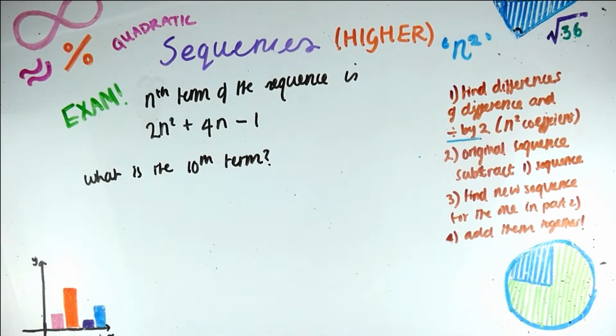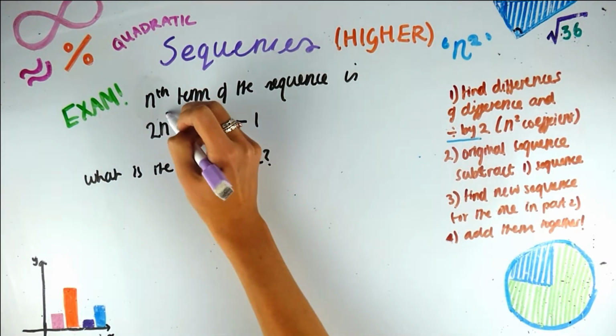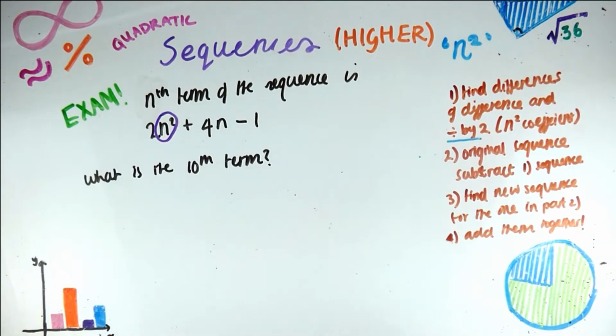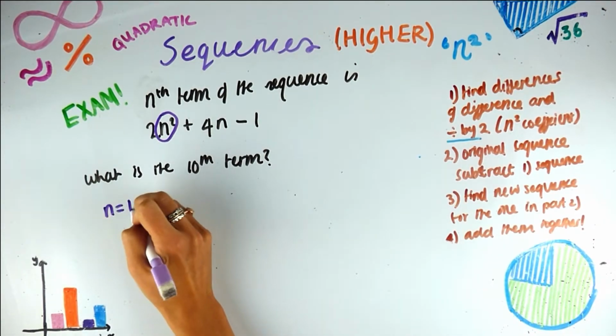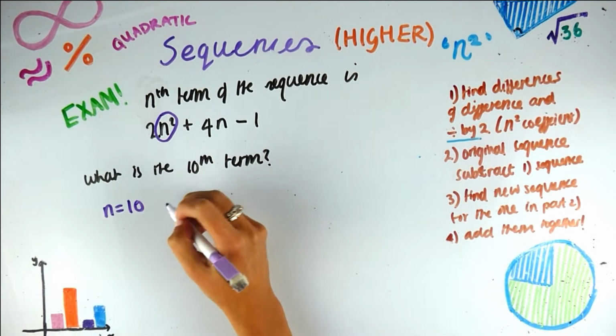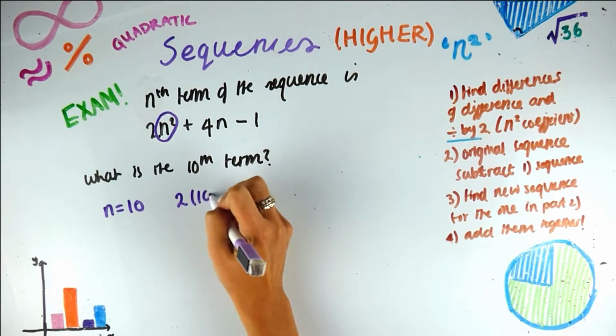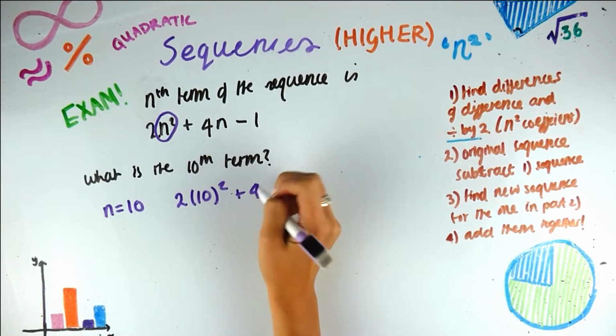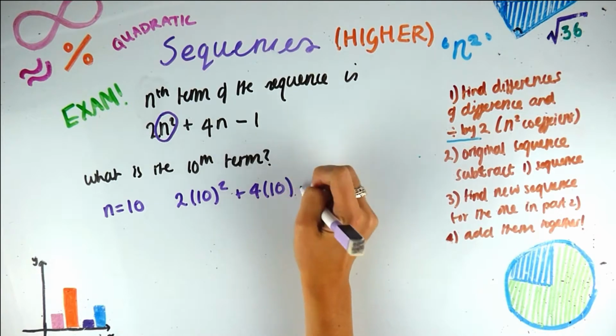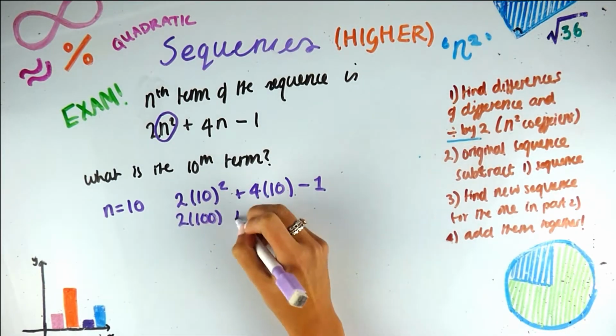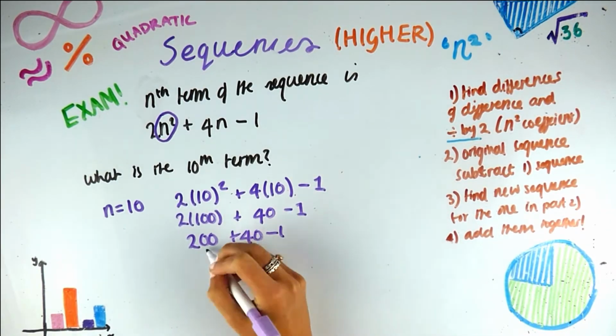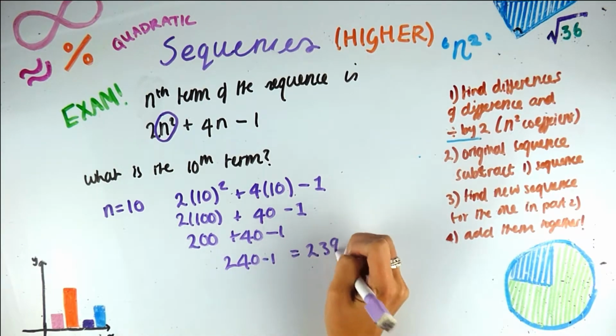Okay, so this was an exam question, so we'll do this before calculating more quadratic nth terms. The nth term of the sequence is 2n squared plus 4n minus 1. What is the 10th term? We know this is a quadratic sequence because it has this n squared term here. The 10th term is when n is equal to 10. So if we substitute n equals 10 in here, we have 2 times 10 squared plus 4 times n, but n is now 10, minus 1. So that is 239.